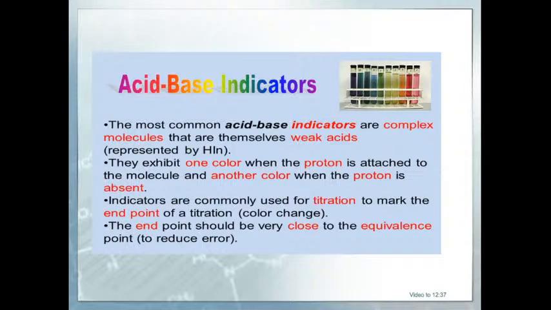And when they are exposed to any acidic solution or basic solution, they exhibit one color when the proton is attached to the molecule, another color when the proton is absent. So on the basis of H plus ions, why are they changing their color? It is because of the presence of H plus ion. Because they are dependent on the hydrogen ion concentration, or you can say the pH of the medium, right? And if they get H plus ion, they are going to show one color. If they don't get it, they are going to show another color.